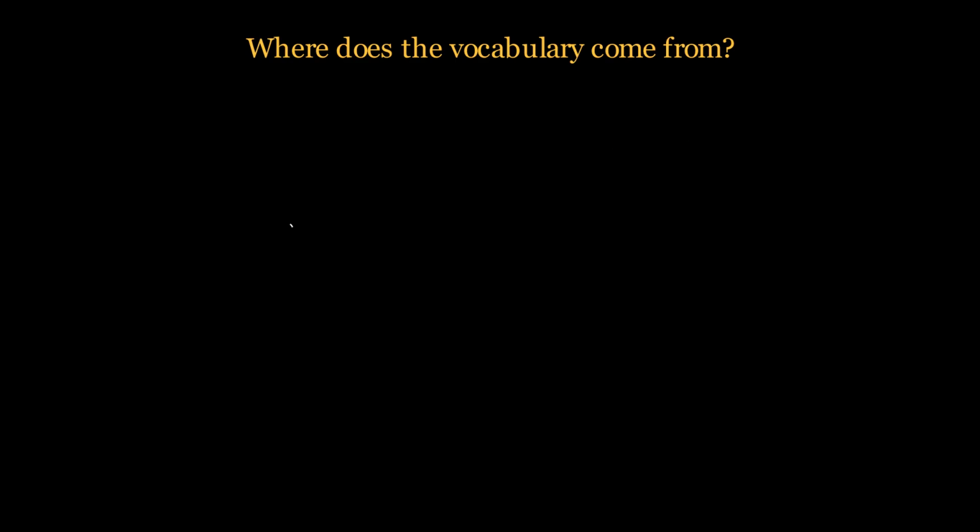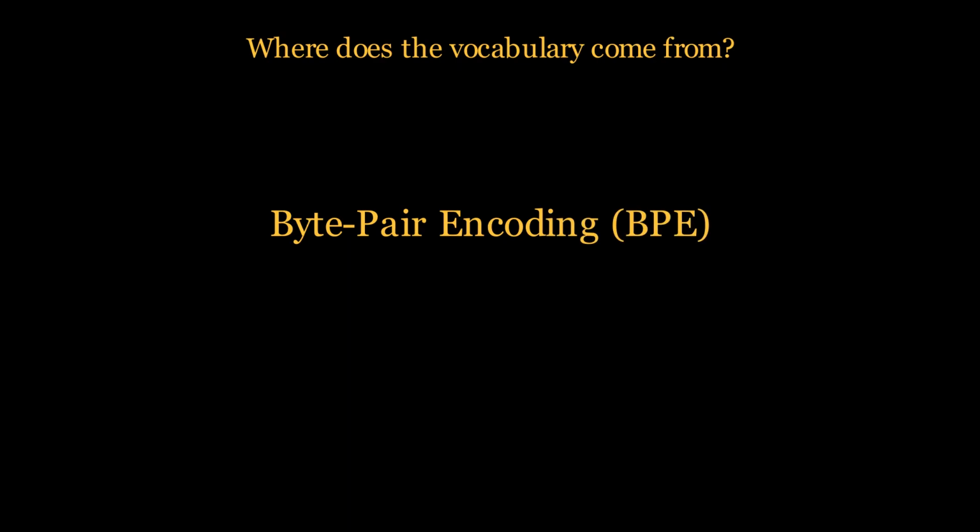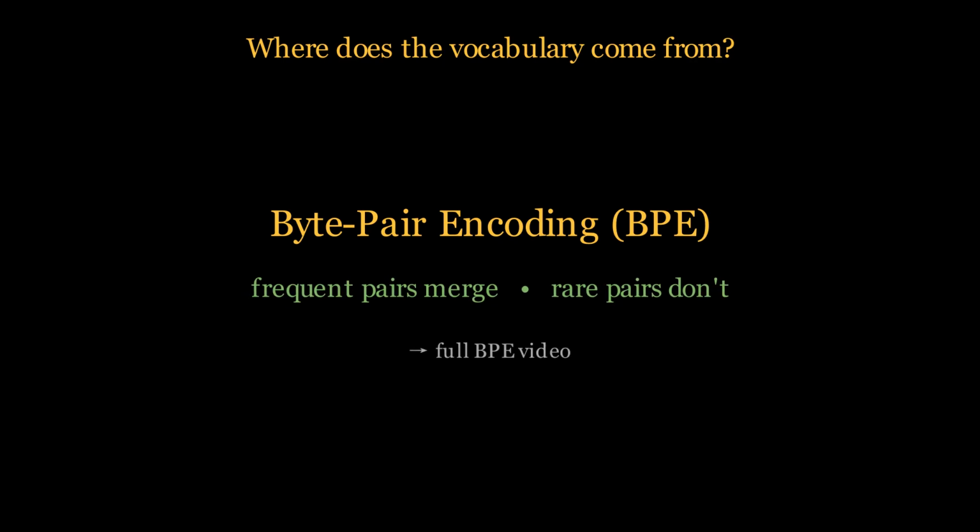A few thousand merges later, the most common patterns in the language have fused into whole tokens, while the rare stuff stays in little pieces. That algorithm has a name, byte pair encoding, and it earns its own video. For now, just hold the picture. Frequent pairs merge, rare pairs don't.